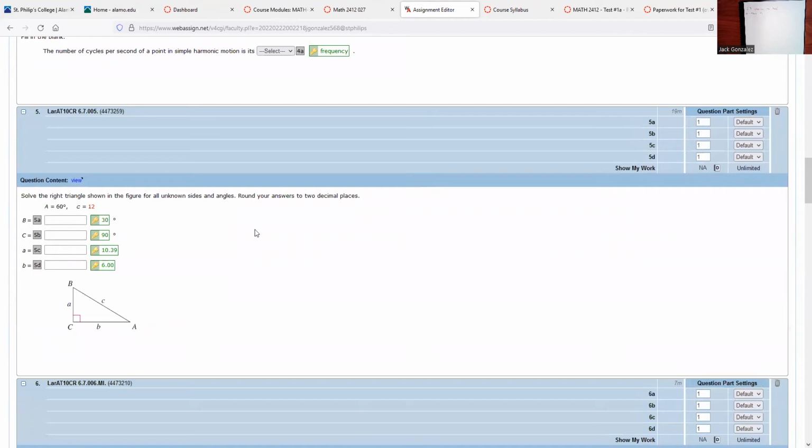So here's problem 5. Solve the triangle shown. So it is a right triangle, so we need to find all the missing pieces. Okay, so I'm gonna write down what they gave us and label everything.